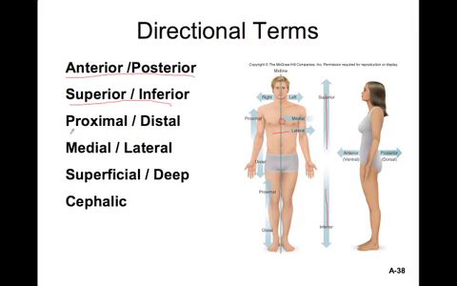Another two terms that are paired together are proximal and distal. Proximal means closer to the point of attachment or origin, and distal means that it's further from that point of attachment. So we'll often use that to refer to positions on the arm. We might say, for example, that the elbow is proximal to the wrist because the elbow here is closer to the point of attachment of the arm than the wrist right here.